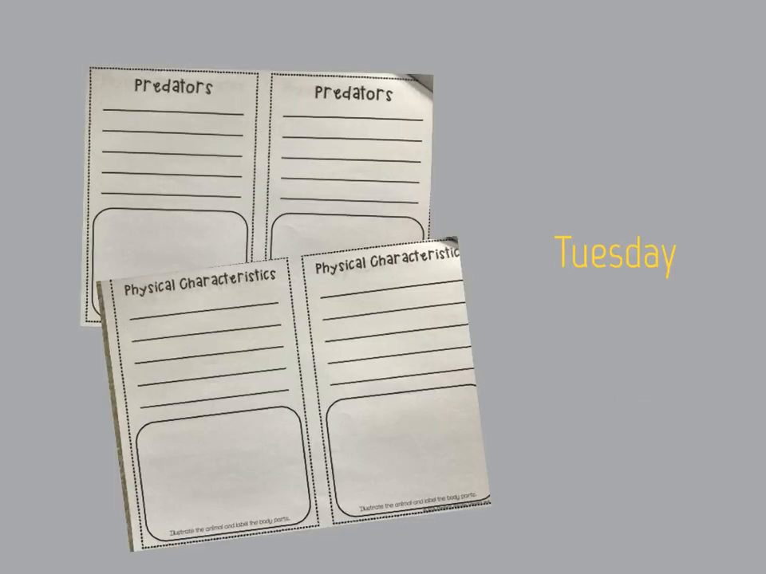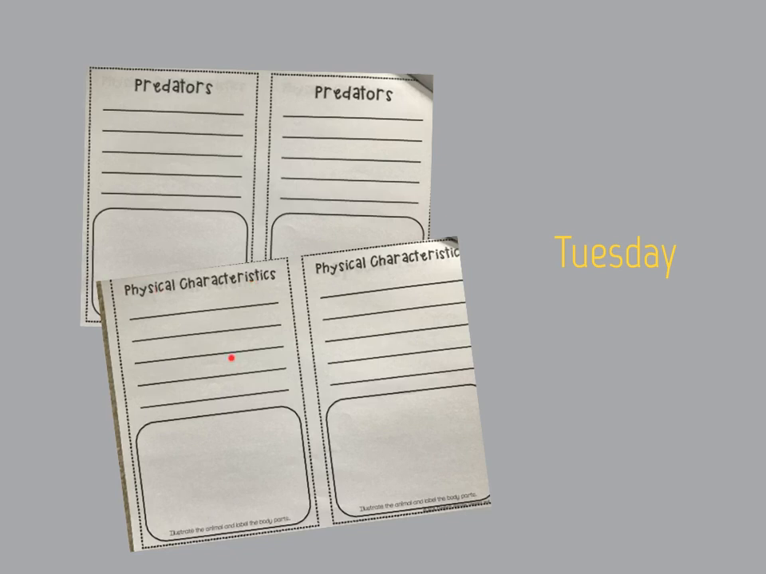On Tuesday, you are going to do these two pages, predators and physical characteristics. Predators is who is hunting your animal, okay? If your animal is being hunted or eaten by another animal, who is that animal? If you can't find anywhere where your animal is eaten by anything else, then you could tell me how your animal is a predator. Does your animal hunt anything? And you could tell me about that here, and then draw me a picture of it.